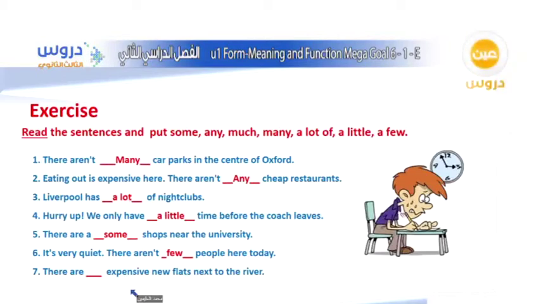There are expensive new flats next to the river. Expensive and new are adjectives, so we should find the closest noun, which is flat. Is it countable? Yes, countable. So we can use a countable quantifier. The answer here is many. There are many expensive new flats next to the river.